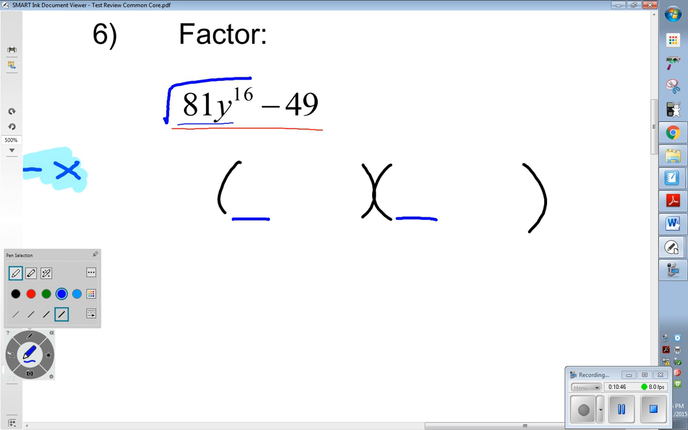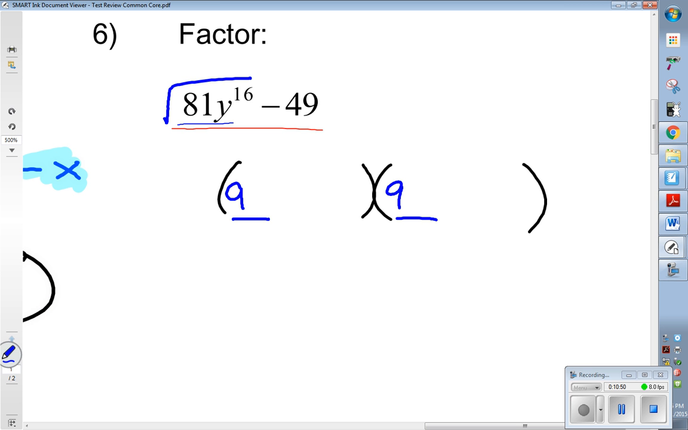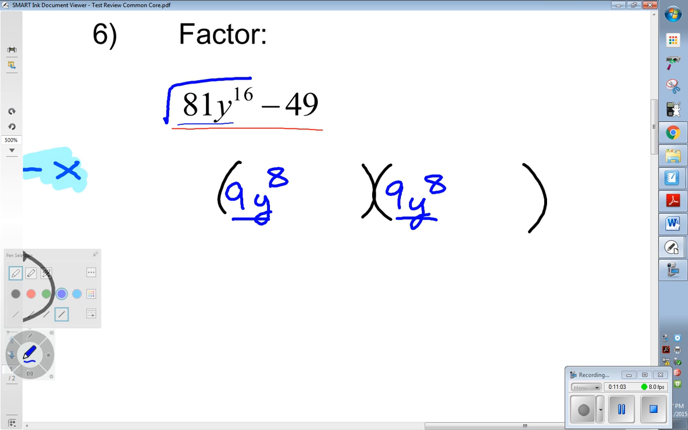So the square root of 81 is 9. And the square root of y to the 16th, remember when it's square root of y to the 16th, that's like cutting it in half. It's y to the 8th. Okay, there's the first part. Then we're going to do the same thing with the second one. We're going to square root 49. The square root of 49 is 7 and 7.